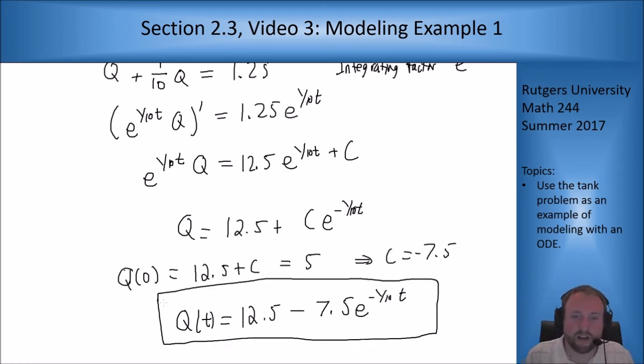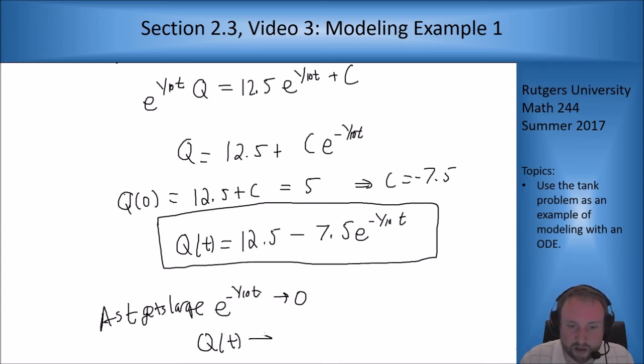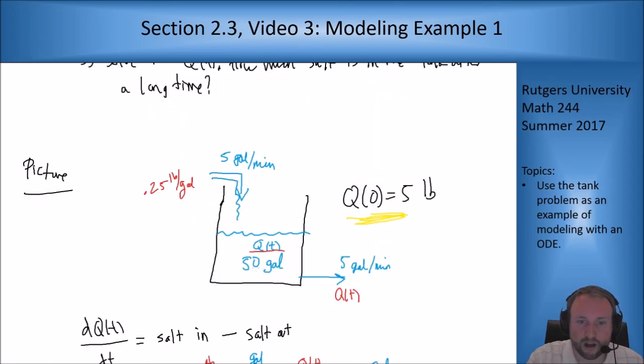Now, the last question there asked, what happens at very, very large times? So if t gets really, really big, what happens? Well, e to the minus 1/10 t is going to go to 0, which means Q of t is going to approach 12.5 for really, really large t. Is that expected? Yes, it is, and here's why. 12.5 is a quarter of 50 gallons. So at the end, we have a concentration in the tank of 12.5 over 50, which is 0.25 pounds per gallon, which is the exact same rate that the water is flowing into the tank at.